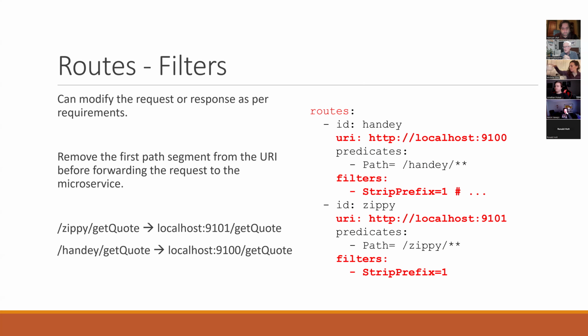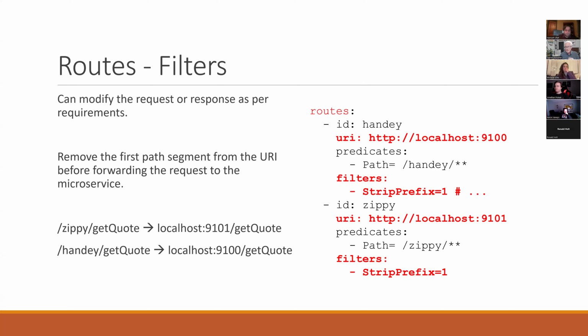Now, filters are really interesting too, because let's say I have two microservices that are basically the same, except they point to different databases, right? And it's called get quotes. That's my interface to those. So in this case, if I call zippy/get quote, I just want to call get quote as my entry point into that microservice, as my endpoint, right? I just want to call get quote. I don't want to call it zippy/get quote.